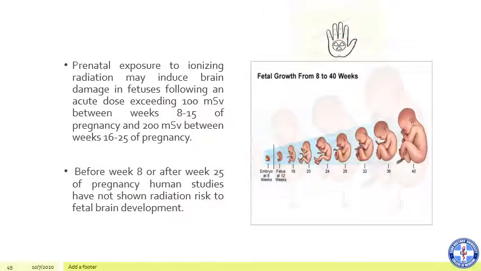Prenatal exposure to ionizing radiation may cause brain damage in fetuses following an acute dose exceeding 100 millisievert between weeks 8 to 15 of pregnancy, and 200 millisievert between weeks 16 to 25 of pregnancy. Before week 8 and after week 25 of pregnancy, human studies have not shown radiation risk to fetal brain development. Epidemiological studies indicate that the cancer risk after fetal exposure to radiation is similar to the risk after exposure in early childhood.